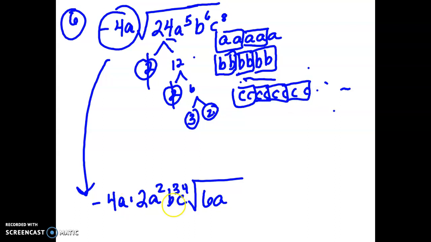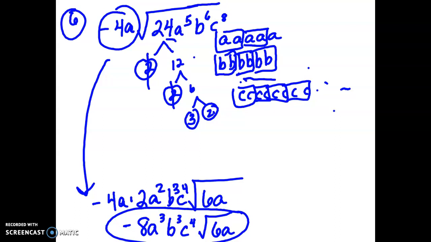Okay, so now I'm going to simplify what's on the outside. Negative 4 times 2 is negative 8. A to the first times a to the second would be a to the third. B to the third, c to the fourth, radical 6a. There's your answer.